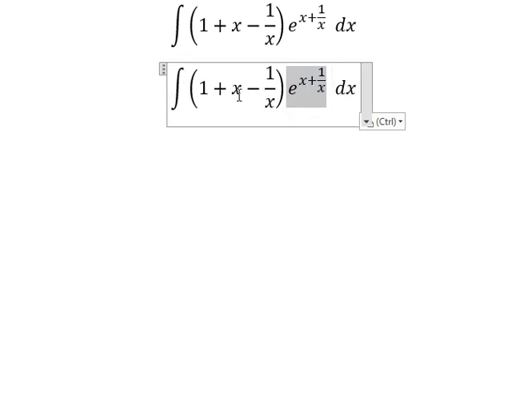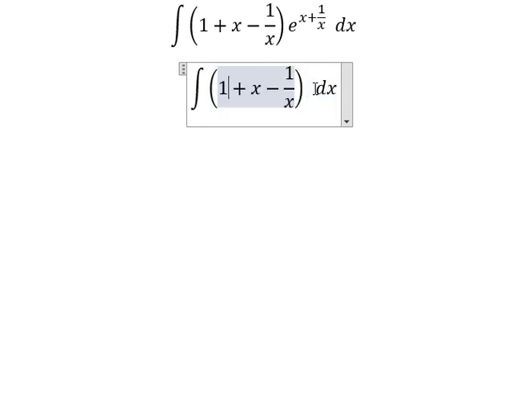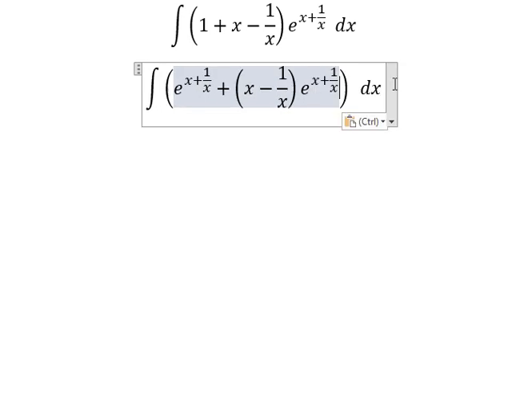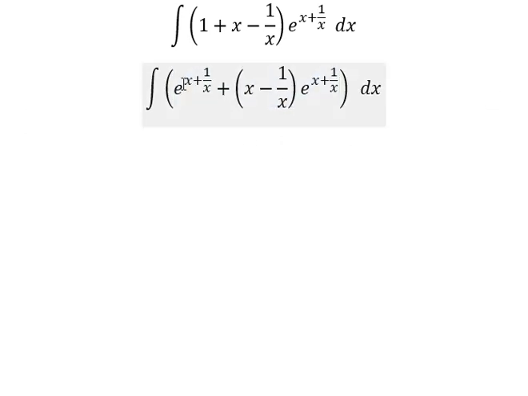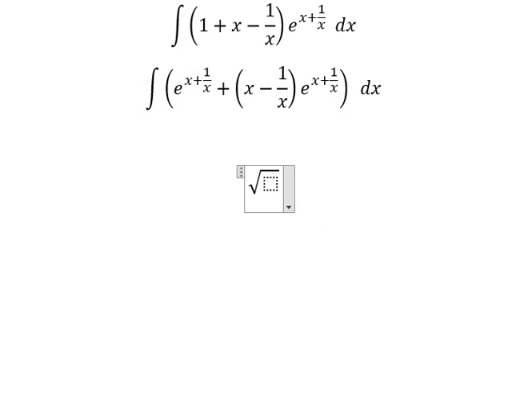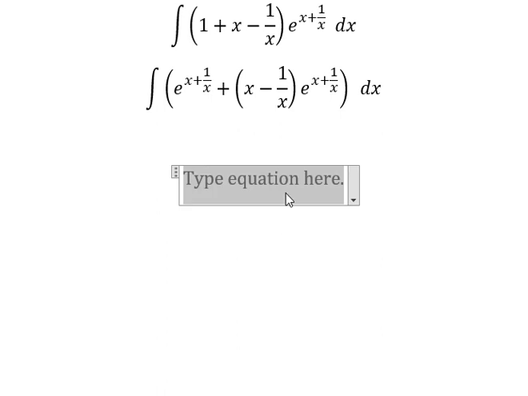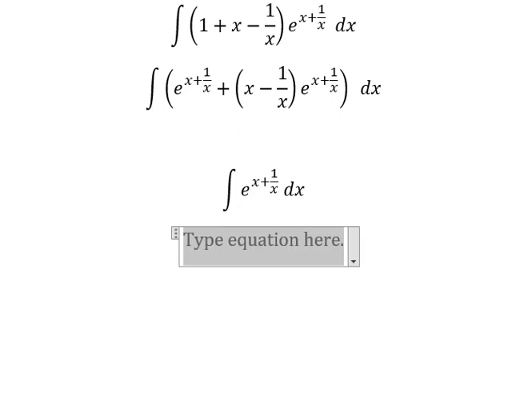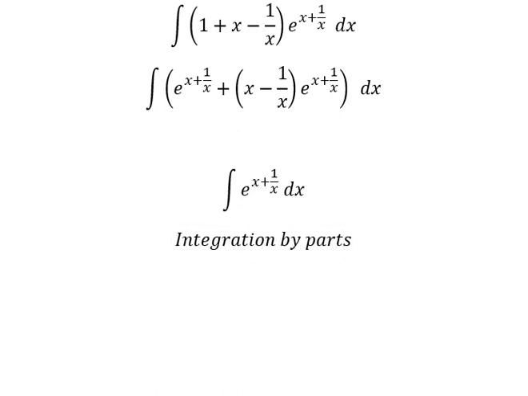This one multiplied by number 1 and this one. Now we need to focus on this one. So we need to use integration by parts.